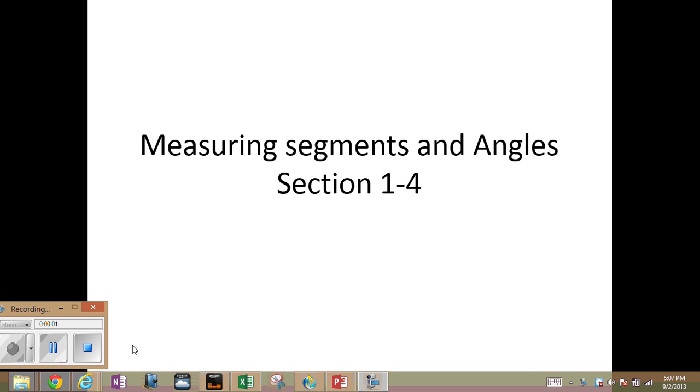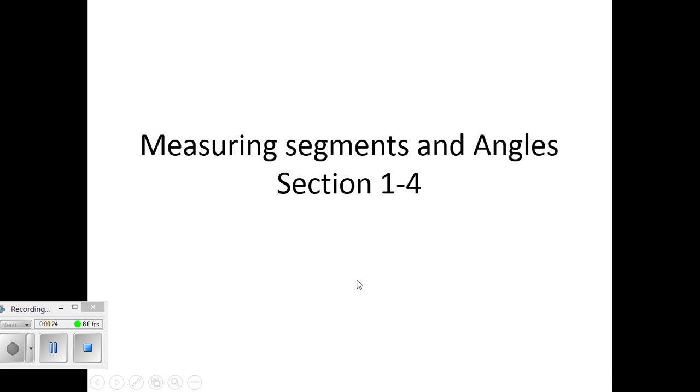So in this video, we're going to be discussing some of the concepts presented in section 1.4, mainly dealing with segments, and then actually the angles we'll pick up in another video. So we'll talk about segments, we'll talk about segment addition, midpoint, and midpoint formula, and stuff of that sort.